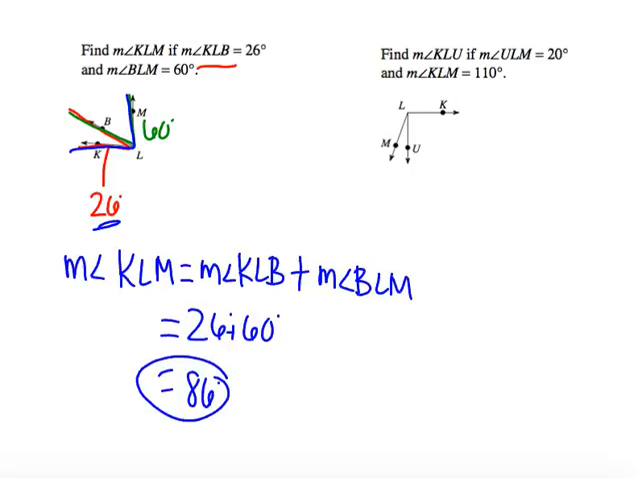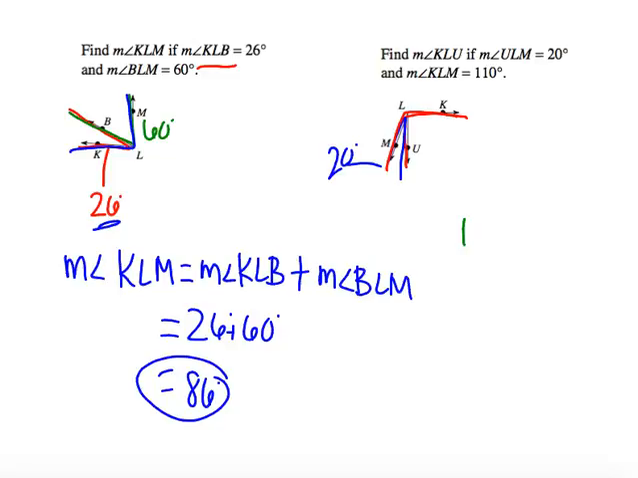Kind of the same situation over here on the right. It says find the measure of KLU. So that's actually a smaller angle. That's pretty off. Let's try that again. If we know that the measure of ULM is 20, so this small guy is 20 here. And then they're telling us the big picture, the whole big angle right there is 110.